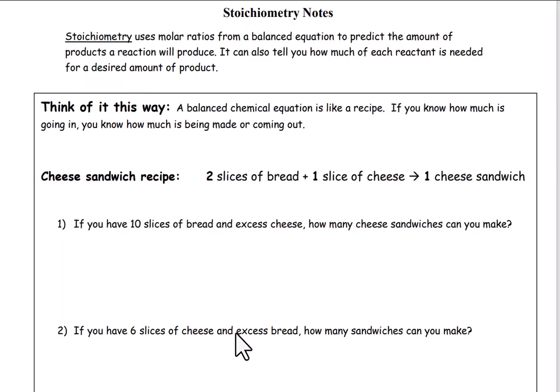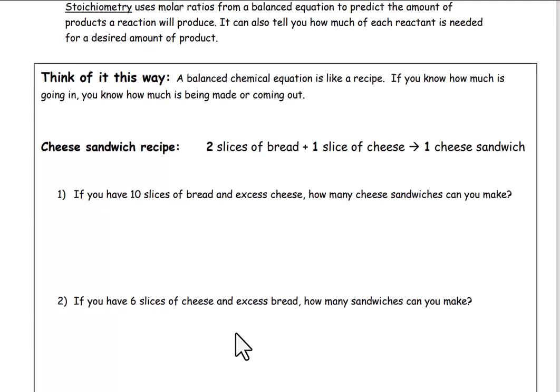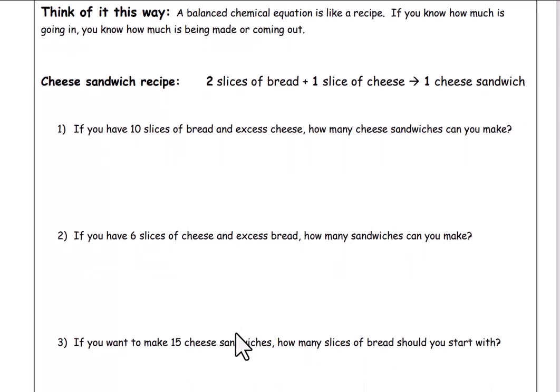In our example here, we have a cheese sandwich recipe. There's lots of recipes for a sandwich, but we're going to go with 2 slices of bread plus 1 slice of cheese equals 1 cheese sandwich. So if we have 10 slices of bread and excess cheese, how many cheese sandwiches can we make?